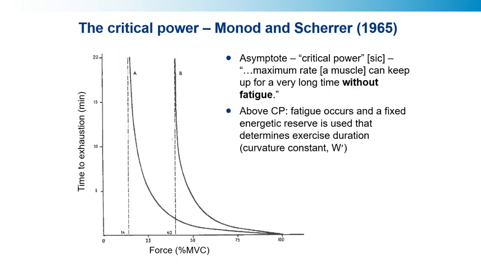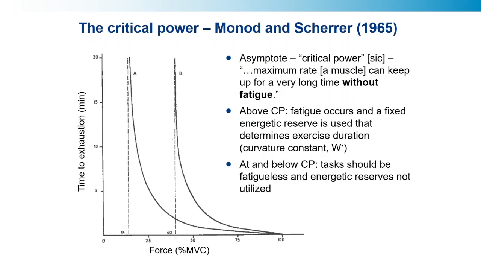But above the critical power, fatigue occurs and a fixed energetic reserve is used up, and that determines the duration of exercise. That's our curvature constant, which we now call W prime, and the prime symbol there is a bit of a strange one for anyone looking at it mathematically. It's not representing a first derivative. The prime there is really just to distinguish the capital W as work rather than watts. Why we use W I don't really know, but that's just a historical hangover.